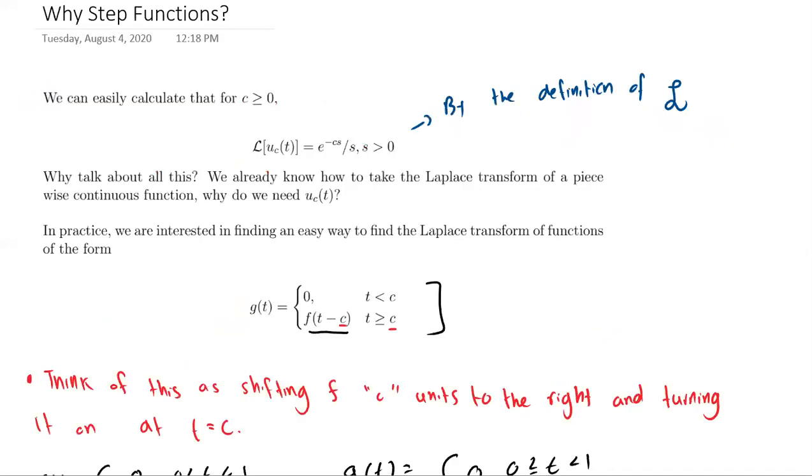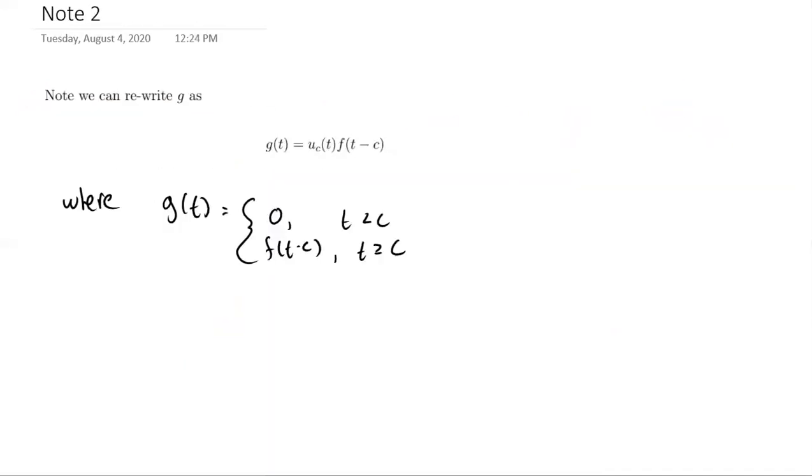Okay. Now let's do a note. As I said, the point of introducing these step functions is being able to simplify the computation of the Laplace transform, so we don't have to use the full definition with an improper integral. If we have g as before, where g of t equals 0 for t less than c, and f of t minus c for t greater than or equal to c, with the same interpretation as before, then we can write this simply as u sub c of t times f of t minus c. And we can verify that this is correct.